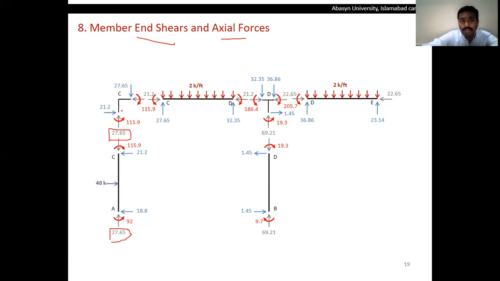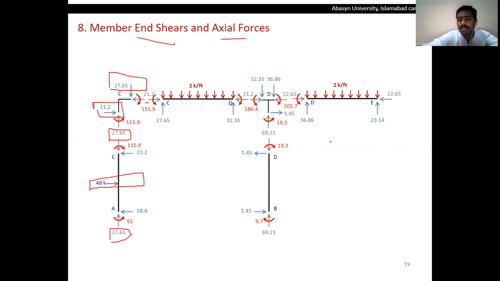And similarly, when it moves towards the member C to D, this value will be counted in terms of the shear for the member C to D, and the shear in the horizontal direction in the member CD will become the axial force in the horizontal member, that is, 21.25 will become the axial force for the member C to D.